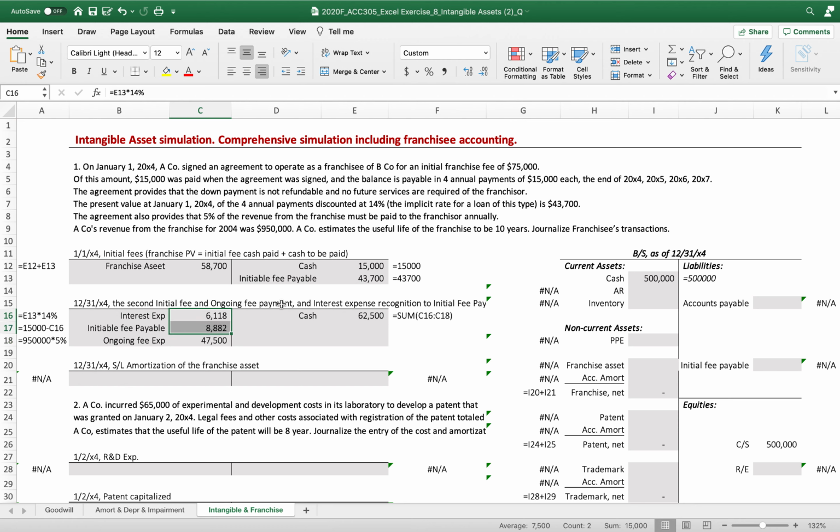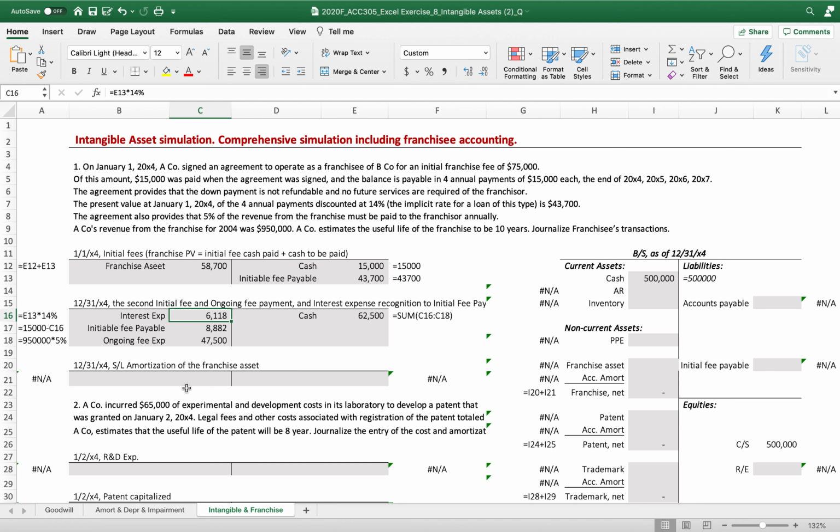So once the company paid this total amount, out of the $43,700 present value of the $60,000, the total of the 4 payments, the payable should be reduced by only $8,882, which is the principal part. Because that $15,000 includes the interest expense as well.